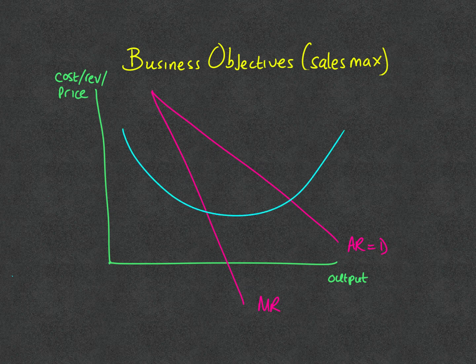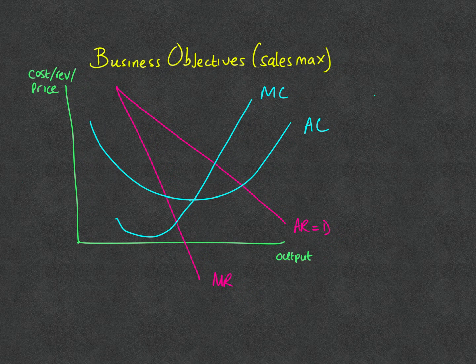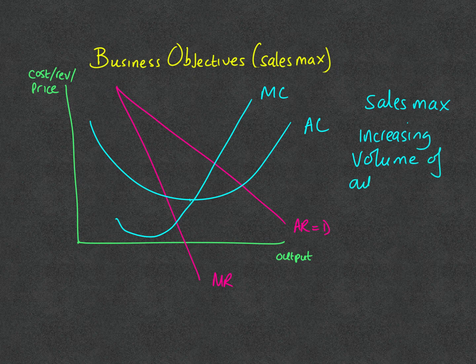And then of course we bring in our cost curves, the short run average cost curve, and also the marginal cost curve, which cuts the average cost curve at the lowest possible point. So we have to think about what sales maximization is. As a business objective, sales maximization is all about increasing the volume of sales. A business is looking to sell as much as it can by increasing the quantity or output to an amount at which it doesn't necessarily sacrifice any profits.